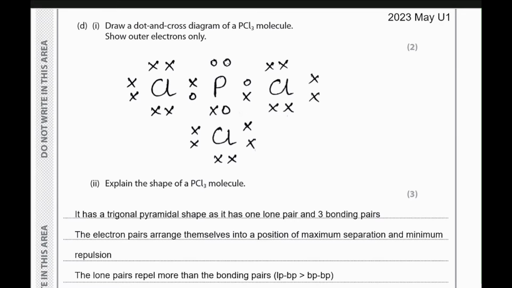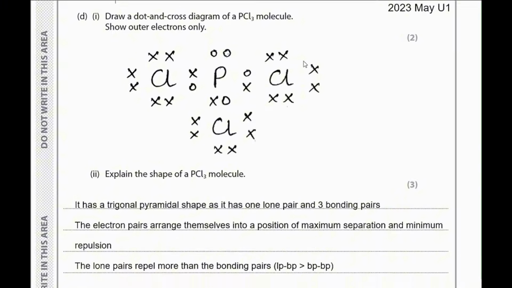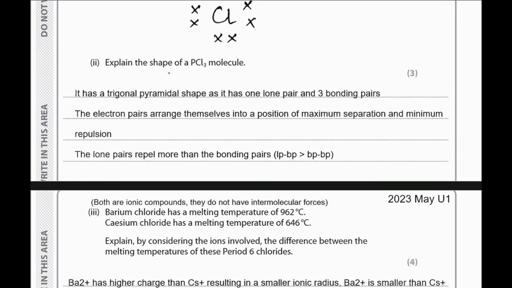Now they told you to draw the dot and cross diagram of the PCl3 molecule, and to show the outer electrons. It's just like the previous one where we drew the PCl3 molecule. So again, you take into consideration the outer electrons of phosphorus and chlorine and draw the dot and cross diagram for the PCl3 molecule. Now you have to explain the shape. Whenever they tell you to explain the shape of any molecule, again it's the same thing.